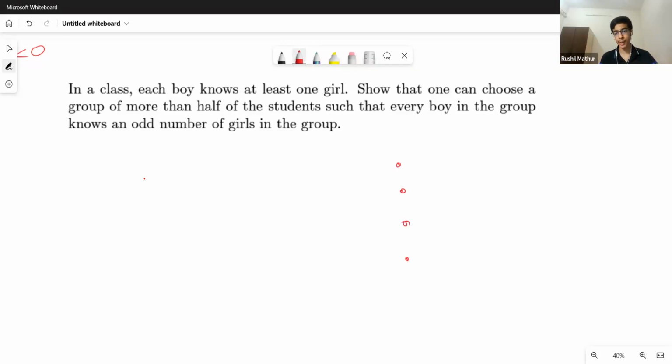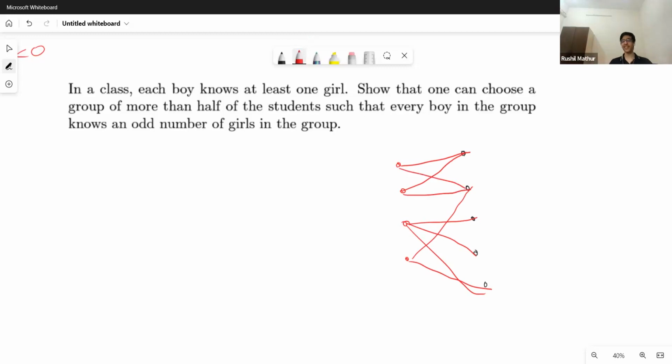Basically you're thinking of red points as boys, black points as girls, and each boy knows at least one girl, so we join them with an edge if they know each other. That's just the basic idea here. Something like this. You have something like this. So here, A knows two girls, B also knows two girls, C knows three girls, and D knows two girls.